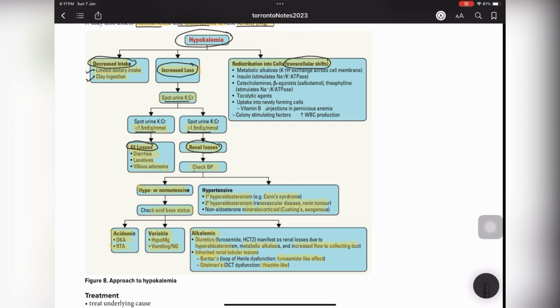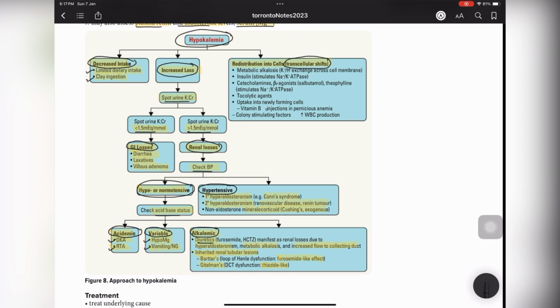If it's a renal loss, then we need to check blood pressure. Blood pressure is hypotensive or normotensive. We need to check the acid base status. If hypertensive, we know the two conditions. Okay, so if we are now checking the acid base status of the patient, if the patient is acidemic, we know the patient may have diabetic ketoacidosis or RTA. If there is a variable condition, we know that patient may be hypomagnesemic or vomiting would be the cause.